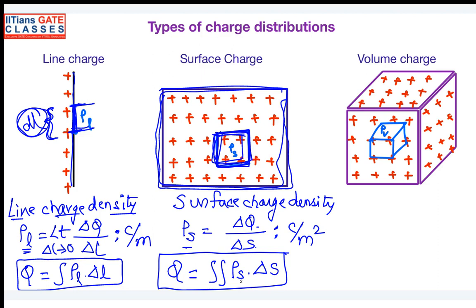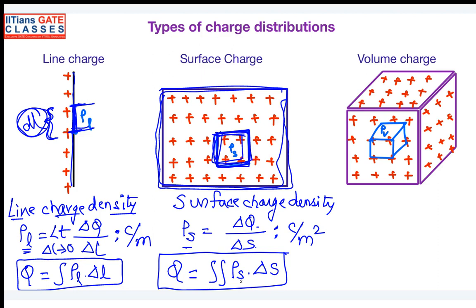Capacitor, correct. So when you apply an AC voltage across a capacitor, the charge will be distributed on each conducting plate. If you take a parallel plate capacitor, based on the voltage you are applying, the charge will be induced on each plate. So that kind of distribution is said to be the surface charge.